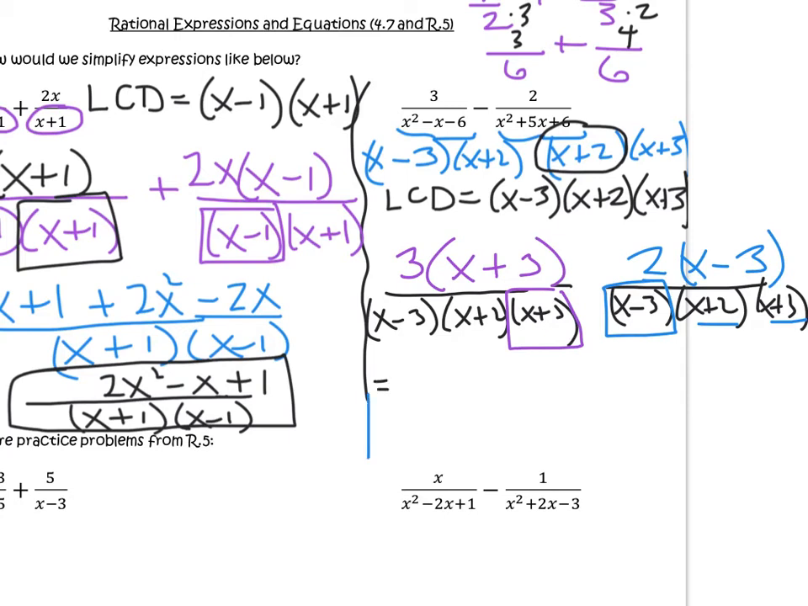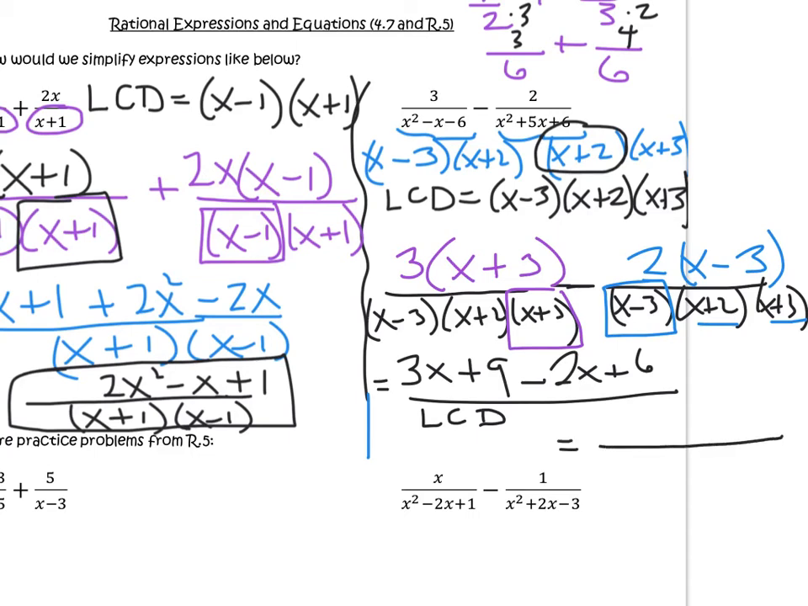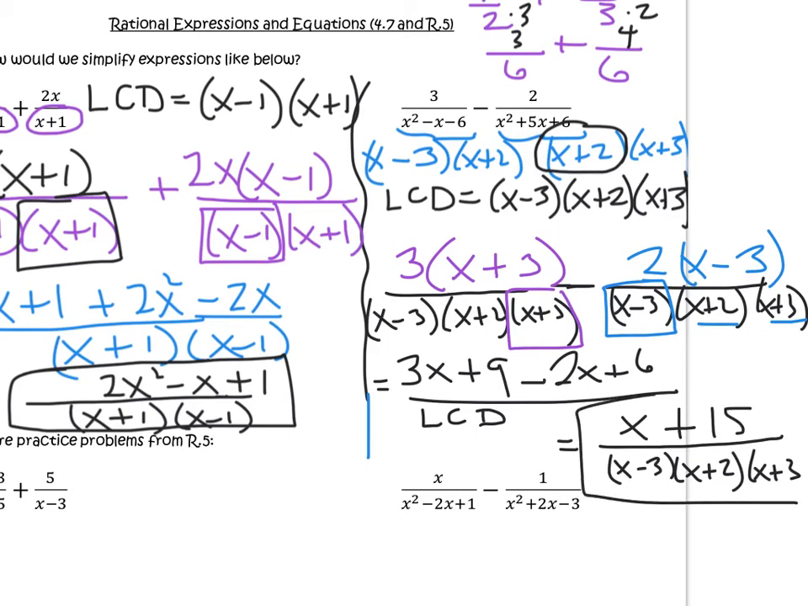Okay, so now I'm going to distribute, so I've got 3x plus 9, and now that I'm really distributing a minus. This was a minus in between them, so that will become a minus 2x plus 6 all over. I'm just being a little bit lazy here, and I'm going to say, I know I have another step to simplify, so I just wrote LCD instead of writing the whole thing. But then I'll do one last thing, and then I will put my LCD back in. Combine my numerators, which would give me x plus 15. And that's as simplified as I can get.